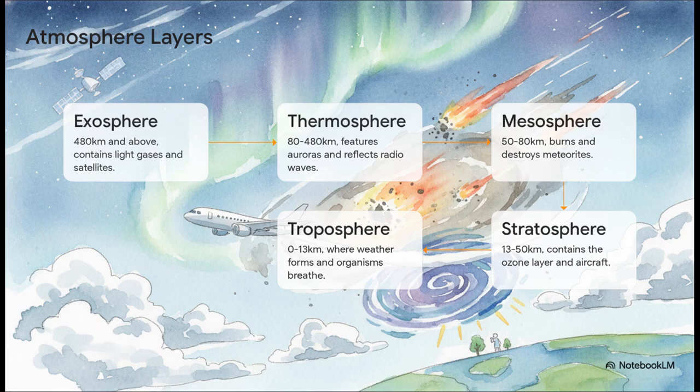It's a nice, stable layer where commercial airplanes fly, and it houses the crucial ozone layer that absorbs harmful UV rays from the sun. And finally, we reach the troposphere, the bottom 13 kilometers. This is where clouds form, the wind blows, and where we actually live and breathe. Oh, and keep in mind, as you go higher up, both air pressure and temperature totally drop.